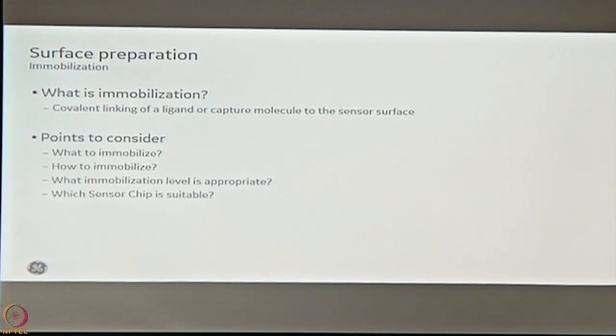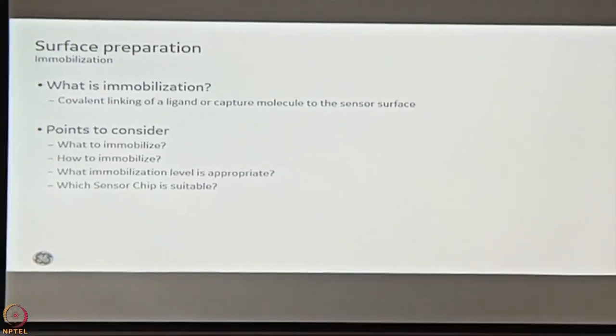So for example, in kinetics, adding too much ligand is extremely detrimental. You do not get the right kinetic data. Your ligands have to be immobilized very, very low. Whereas if you're doing a concentration analysis, you need to have a high ligand concentration. So this knowledge is very, very important, okay?